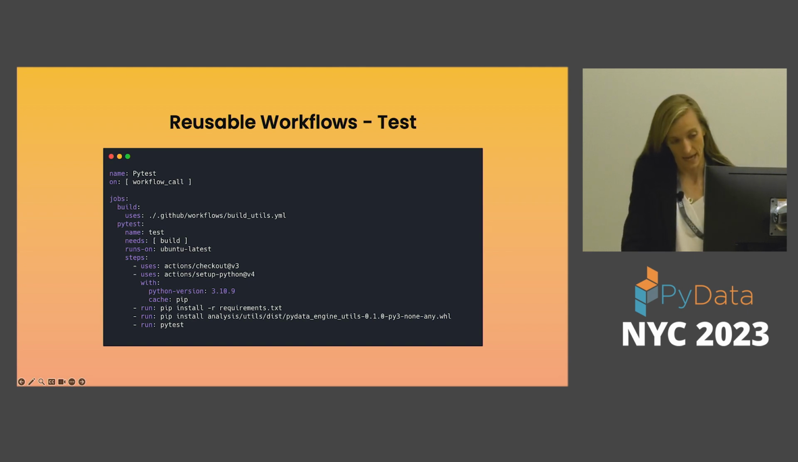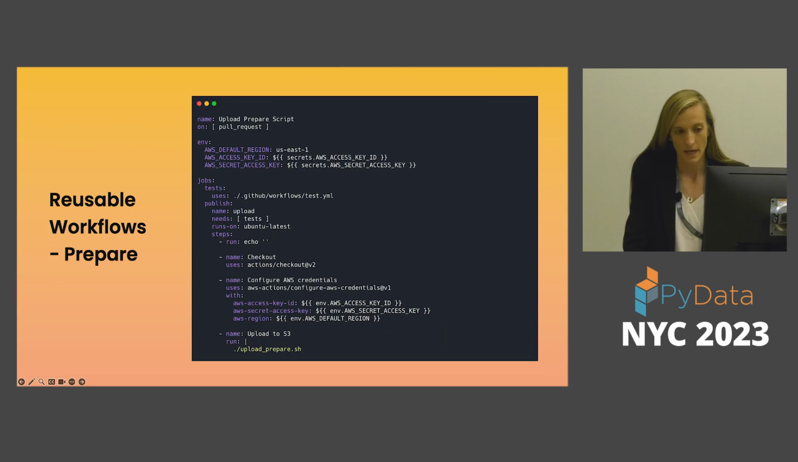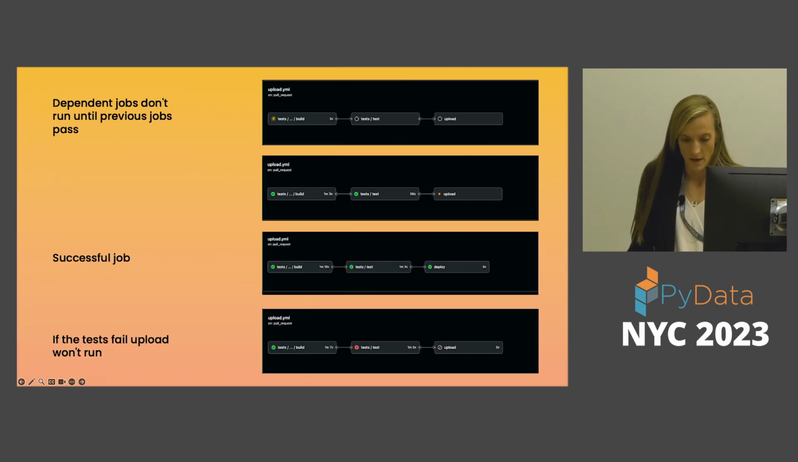So now the tests depend on successful completion of the build step, and the build step doesn't have to be copy pasted. And then our prepare script will work similarly. We have the needs test pulls in the test YAML that we reference, and so all these three steps will get changed together. Okay, so this is what it will look like when it's running in GitHub.